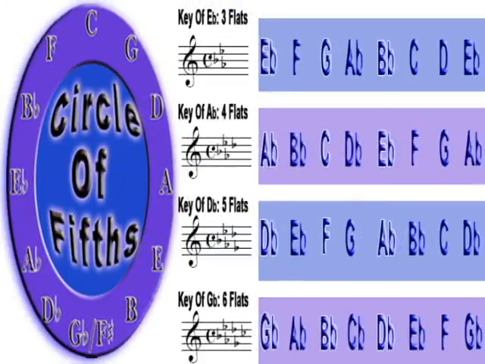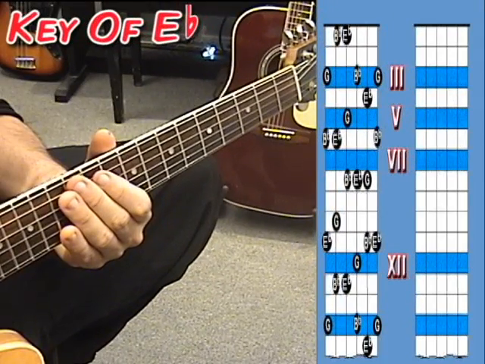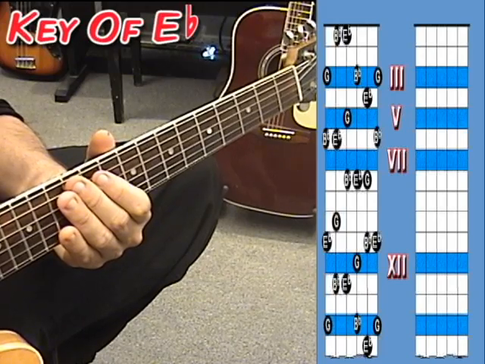Our purpose here is to study the rest of the flat keys, all of the keys to the left of C on the circle of fifths: E flat, A flat, D flat, and G flat. To make sure you have a firm grasp on the system, let's play the 5 connected shapes in the key of E flat together.